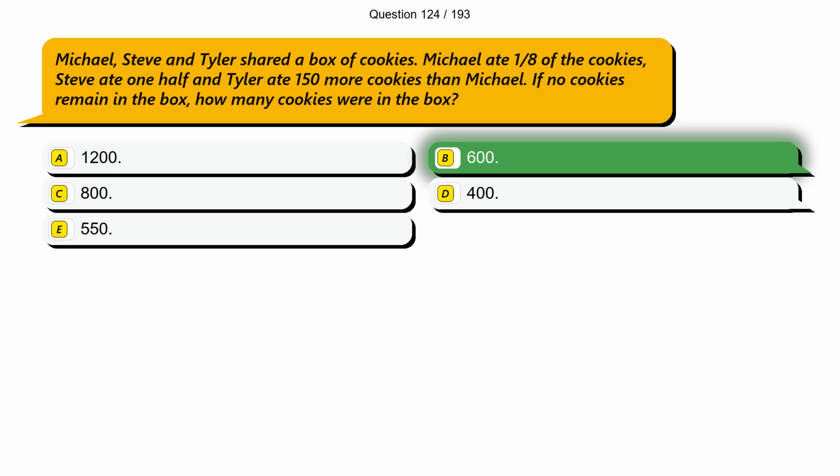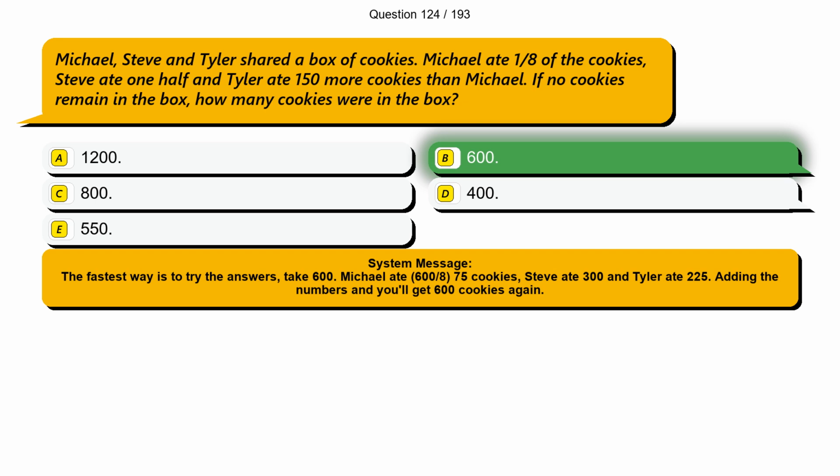The correct answer is option B, 600. The fastest way is to try the answers. Take 600. Michael ate 600/8, 75 cookies, Steve ate 300 and Tyler ate 225. Adding the numbers, you'll get 600 cookies again.